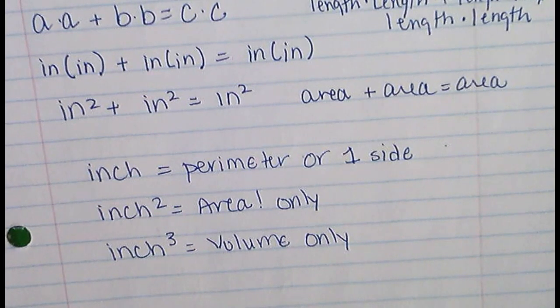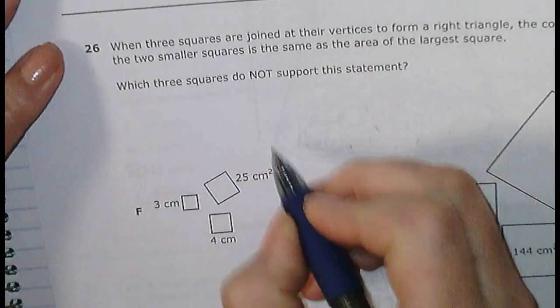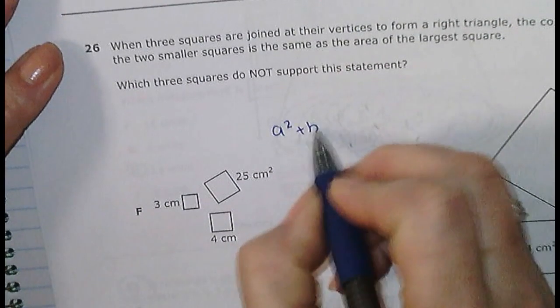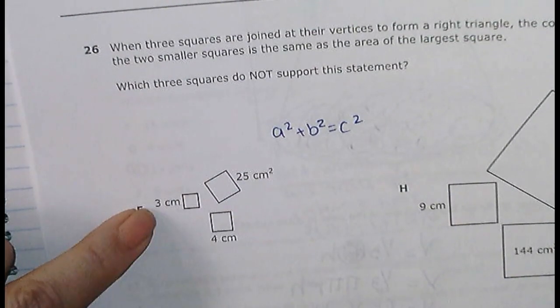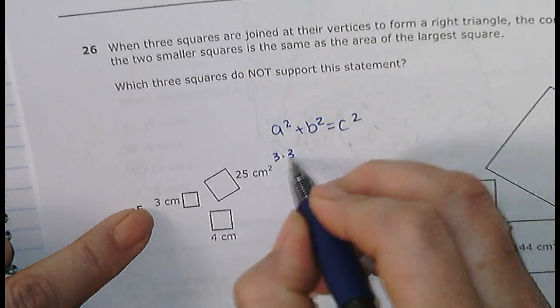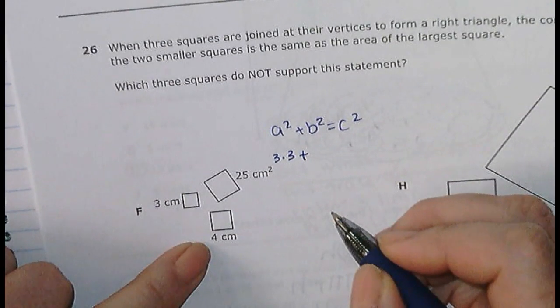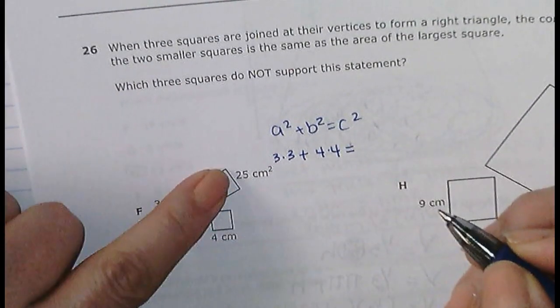So let's look at this question again. All right, so I'm going to use the formula. I got a squared plus b squared equals c squared, and that's the formula I'm going to use. What's that say? 3 centimeters. Is that a length or an area? That's a length. So then that would be 3 times 3. What is that? That's centimeters. So that's a length. 4 times 4. Does that say 25 centimeters squared?